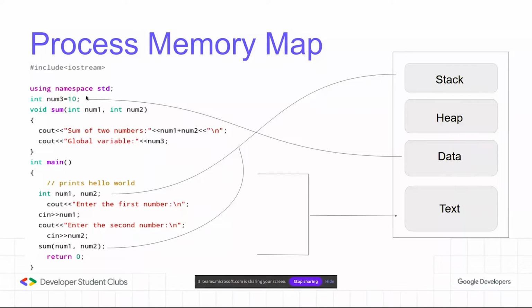Coming to static variables, these are variables to which we initially assign a value, and that value doesn't change throughout the program. If we put the static keyword first, static int num3 equals 10, then the value of num3 would be 10 for the whole program. Even if we try to change the value, it won't have any effect. The value will remain 10.